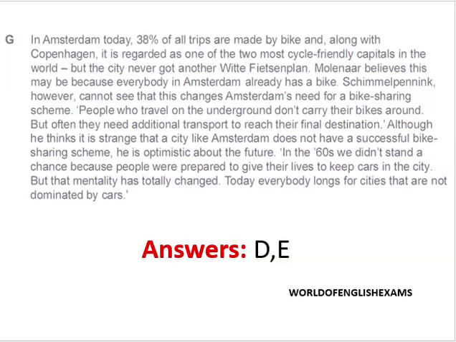So in the 60s we did not stand a chance because people were prepared to give up their lives to keep cars, but the mentality has changed. Today everybody longs for cities that are not dominated by cars. So it's a very much welcome change, is what the person says. He's telling that first of all people have their own bikes, and along with Copenhagen, even Amsterdam is regarded to be a cycle friendly capital. And even though people have bikes, because they need to commute to their work, they definitely require a bike sharing scheme. So that's why he is optimistic for the future. Now let's go back and select the correct options.